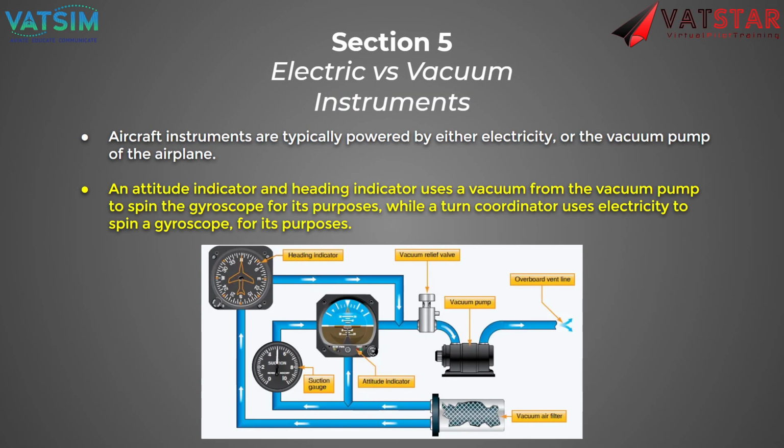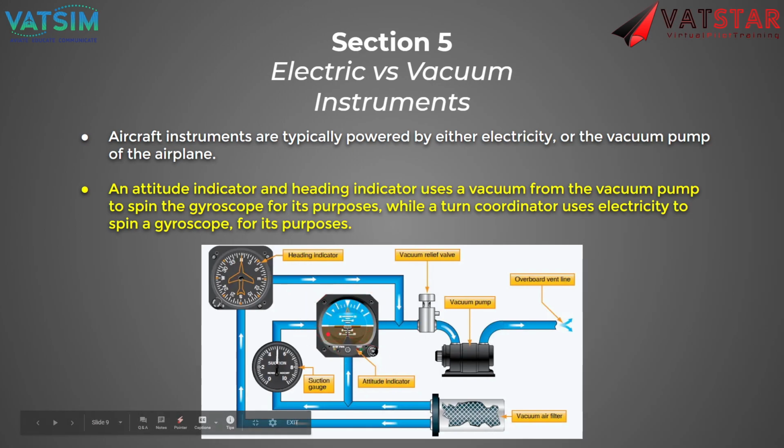All right. Now we're going to talk about electric versus vacuum instruments. Aircraft instruments are typically powered by either electricity or the vacuum pump of the airplane. Now, the attitude indicator, right, which is this horizon-looking instrument here that shows you your position in relation to the horizon, is actually powered by a vacuum, and a lot of people don't know that. The same goes for your heading indicator, or directional gyro, which is also powered by a vacuum. Air is sucked in through the air filter and goes through the gauge, and as it proceeds through that gauge, it spins a gyroscope.